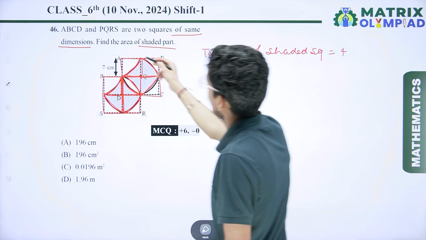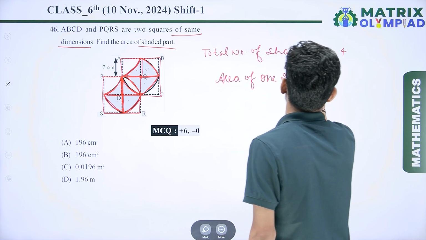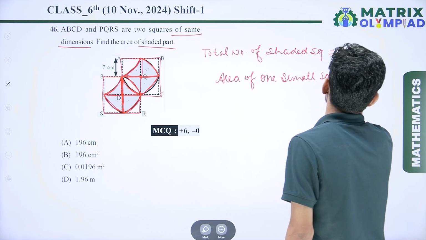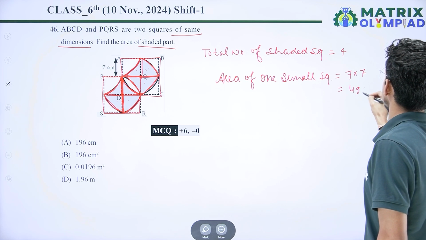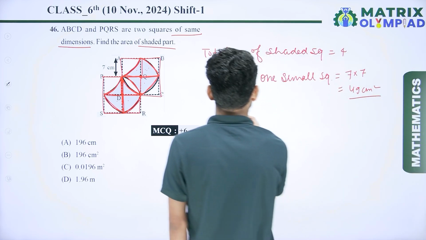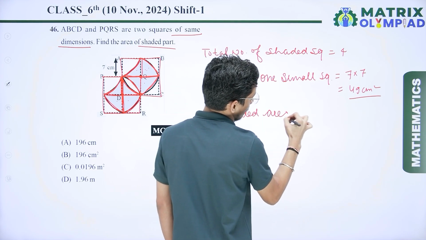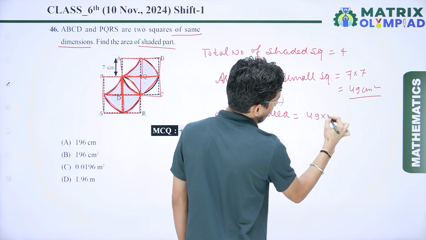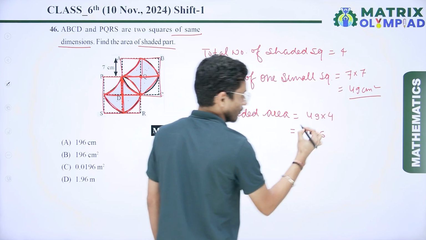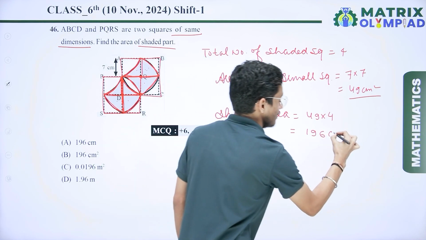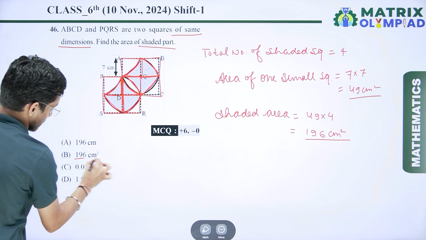Now we have to find the area of one square. The area of one small square is 7 multiplied by 7, that is 49 centimeter square. So we have to find the shaded area. I can say shaded area is equal to 49 multiplied by 4. 9 times 4 is 36, carry 3, 4 times 4 is 16, plus 3, 19. So here I get 196 centimeter square.